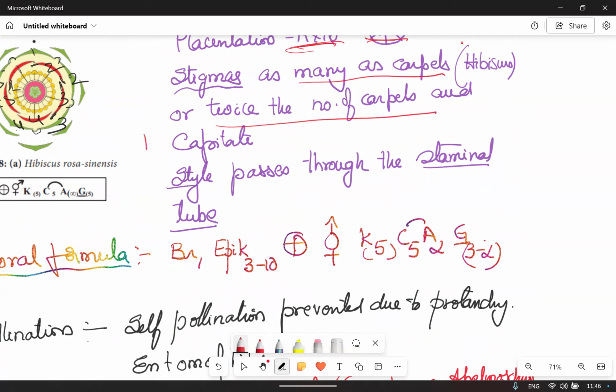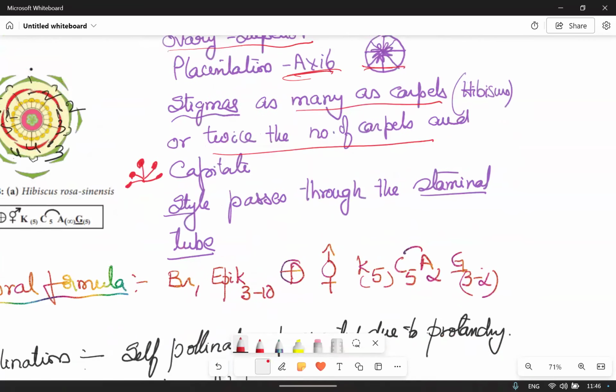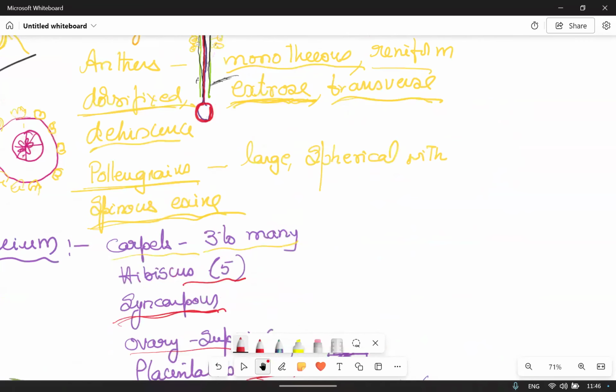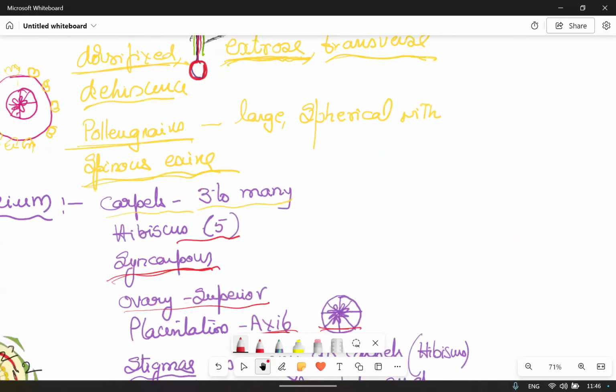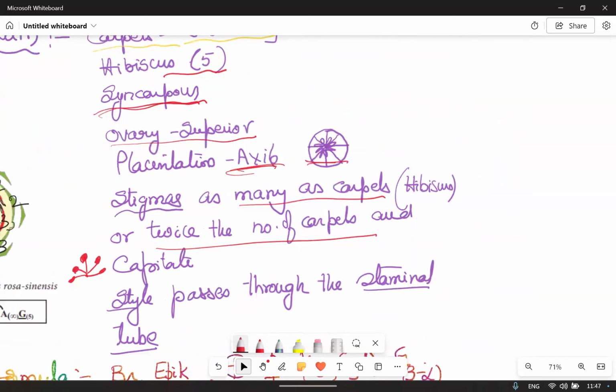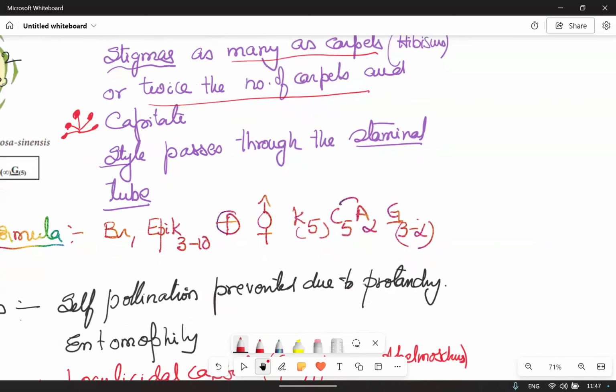And at the tip, you can see capitate stigmas, like this. The style passes through the staminal tube. The staminal tube is formed by the fusion of all the filaments of the stamens. This style is passing through the staminal tube. So all these are very special characters of this Malvaceae.